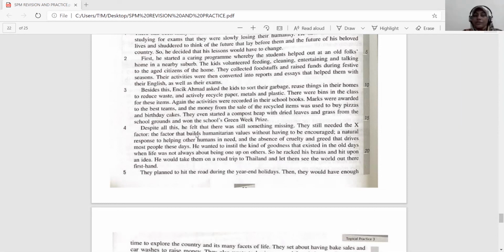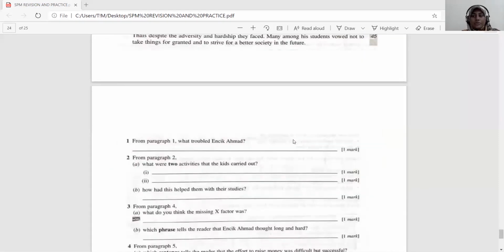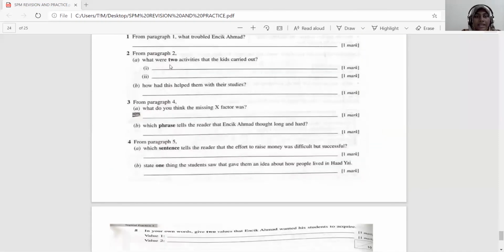Building is just a verb, kata kerja. So he said that the factor that builds humanitarian value. So, yes, exactly. They asked, how had this, missing X factor was. So the missing X factor was humanitarian values, alright?